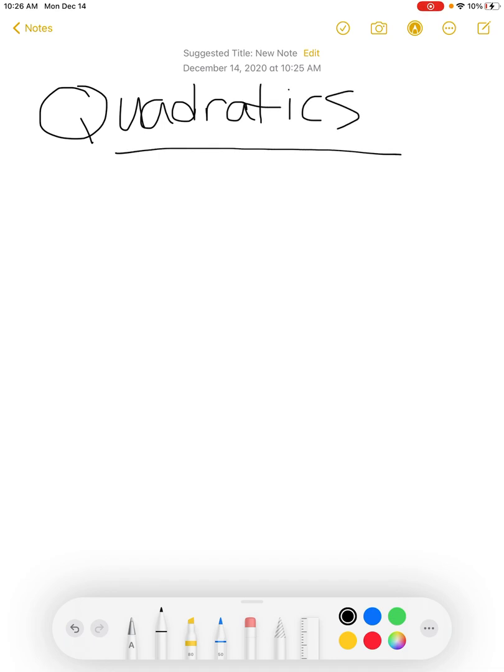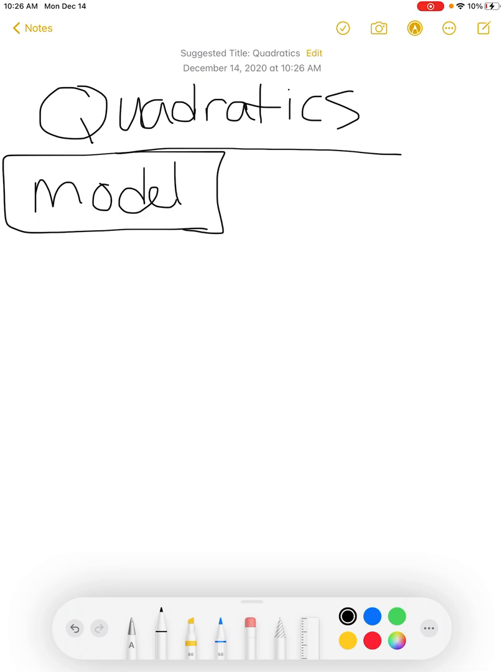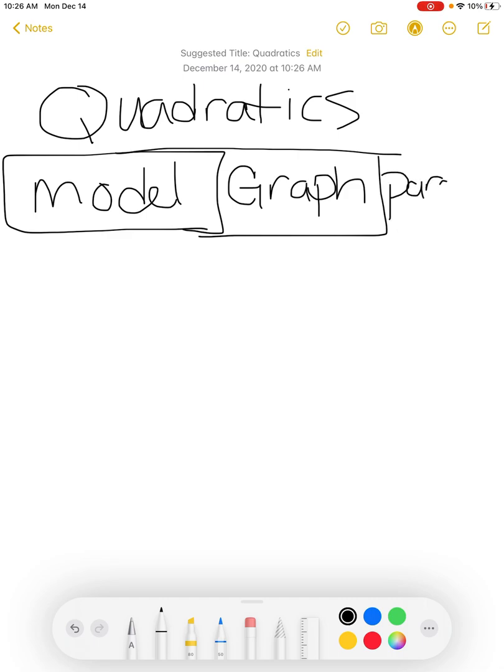When dealing with quadratics, so far we've learned how to model them. So modeling quadratics is the graph, okay, which is the parabola. You've known now all the key characteristics.